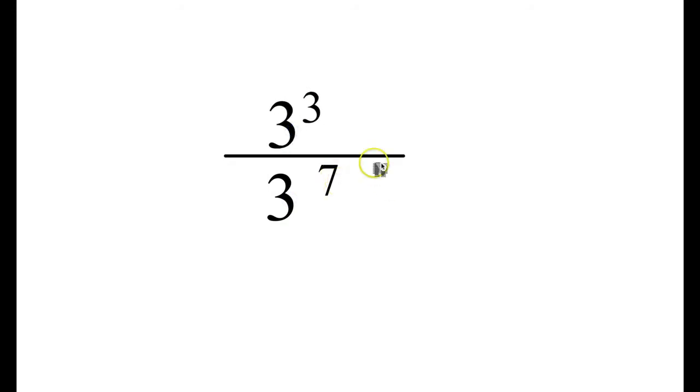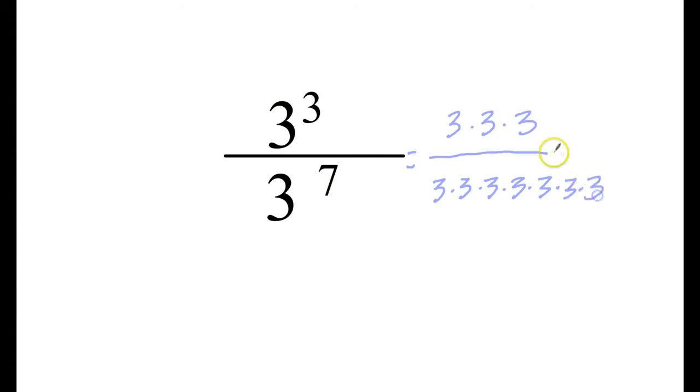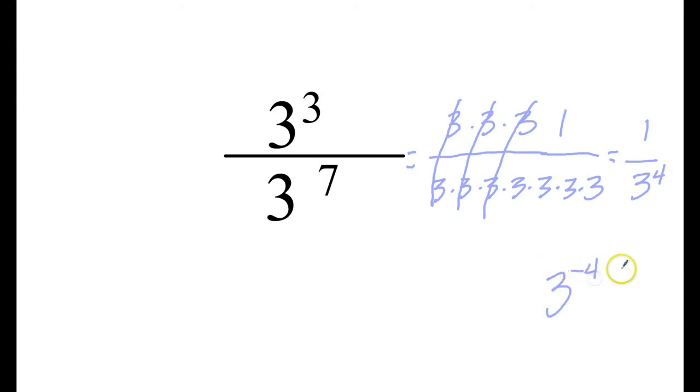Now this is going to be equal to 3 times 3 times 3 all over 3 times 3 times 3 times 3 times 3 times 3 times 3. You get it? 1, 2, 3, 4, 5, 6, 7. That becomes 1. That becomes 1. That becomes 1. And I'm left with 1 over 3 to the 4th power, which can be written as, if it says divide by 3 4 times, I can write that as 3 to the negative 4th power.